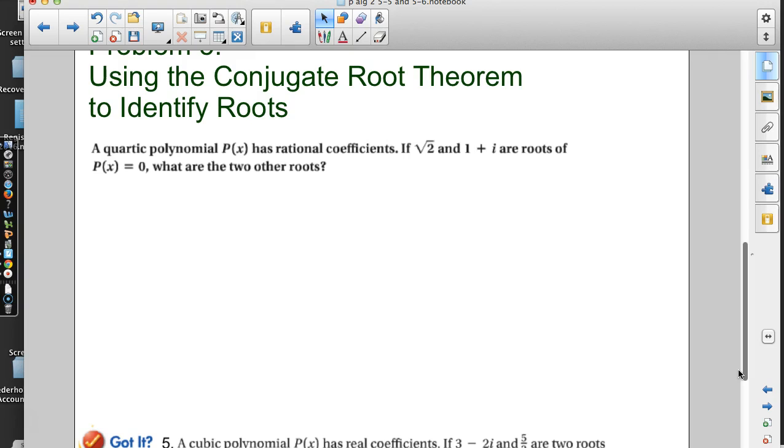So this one says we've got a quartic, and one of the zeros is the square root of 2, and the other one is 1 plus i, and those are roots. Well, that's not enough. We know that. Quartics are supposed to have 4 of them. But now, if the square root of 2 is there, what also has to be there? Negative square root of 2. Has to be. They always come in pairs. And if 1 plus i is there, what else is there?